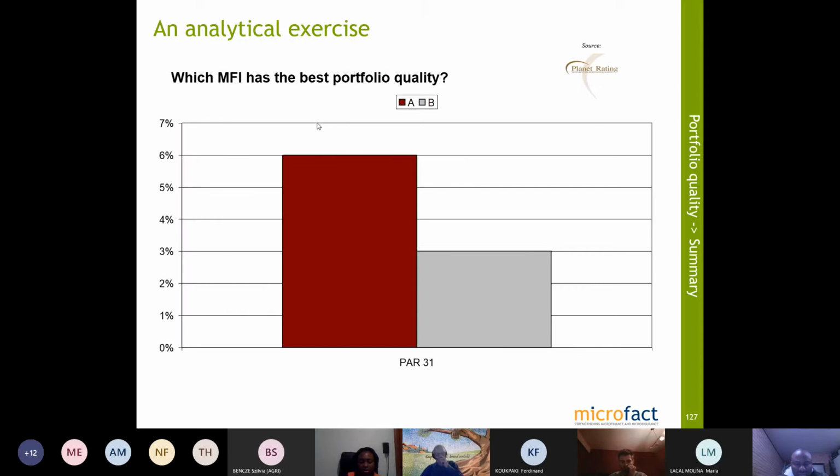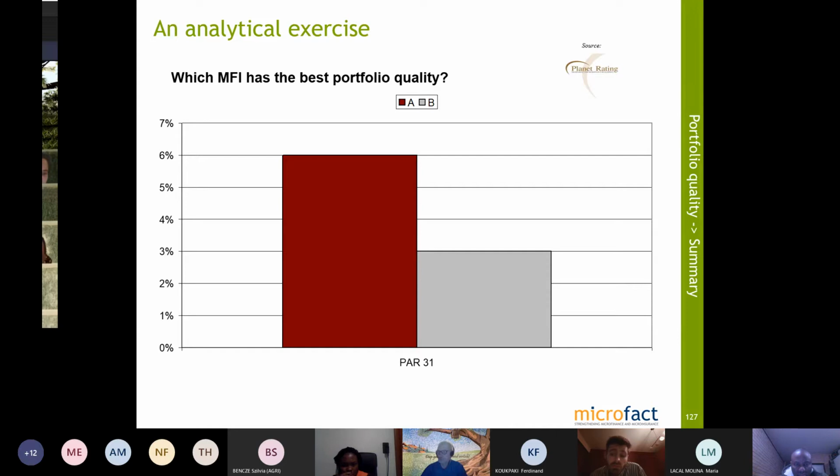So here, green is the right part and red is the left part. If you have only this information, it's a straightforward exercise. Which one has the best portfolio quality? If you only look at this, I think it's very obvious, no?